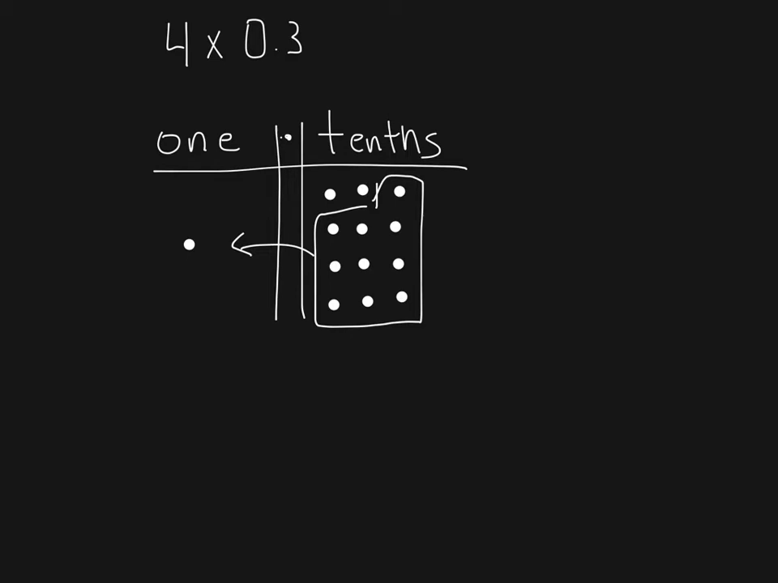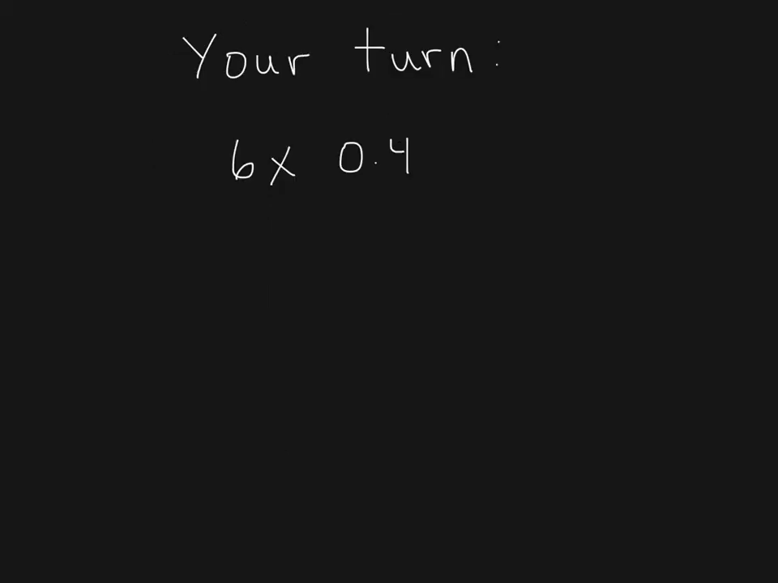So now I have a 1 in the ones place and a 2 in the tenths place. So my answer is 1 and 2/10. So 4 times 3/10 is 12/10, but we write that in standard form as 1 and 2/10.